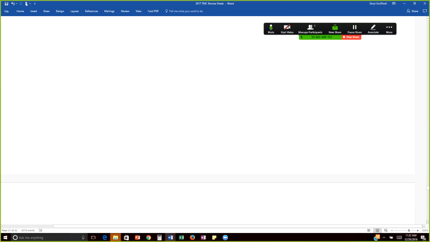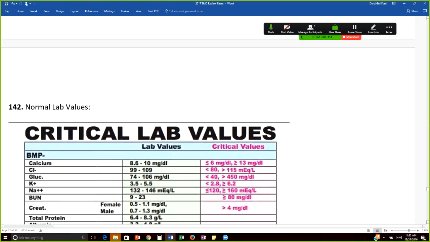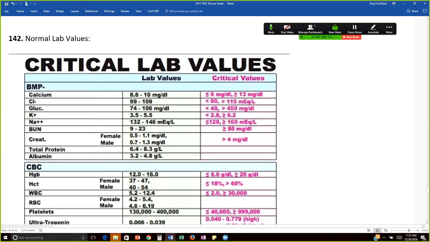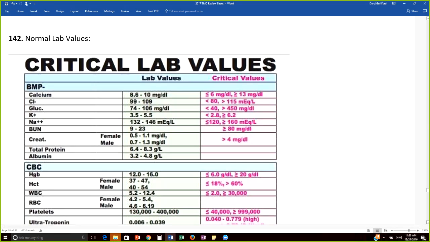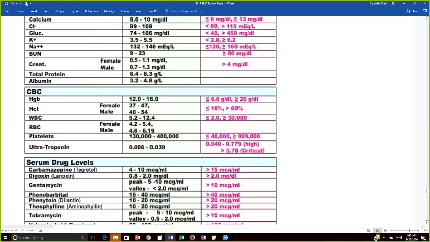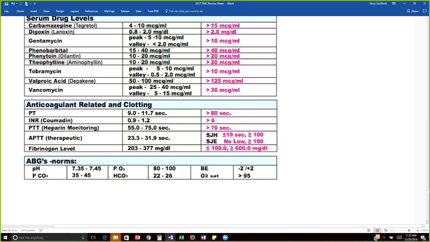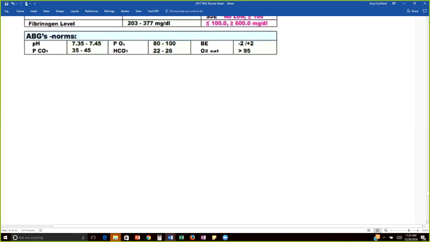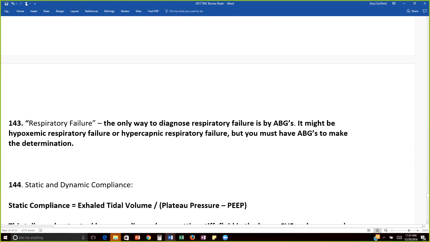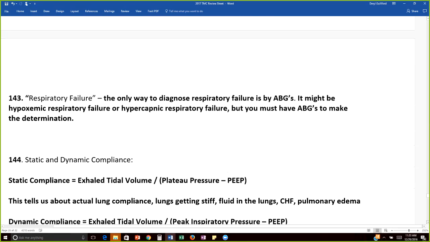All right, almost done. Normal lab values, I just want to tell you, you've got to review this sheet, particularly know the electrolytes: sodium, potassium, chloride. BUN and glucose you also need to know. Know the CBC, especially the white count, red count, and hemoglobin. ABGs, obviously, you already know. Respiratory failure, you must have ABGs to make the determination as to whether it's hypoxemic or hypercapnic respiratory failure.